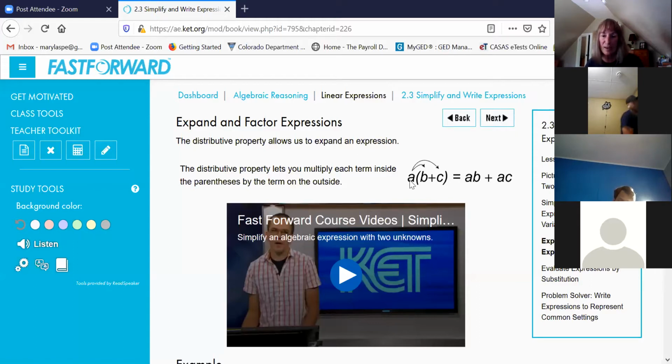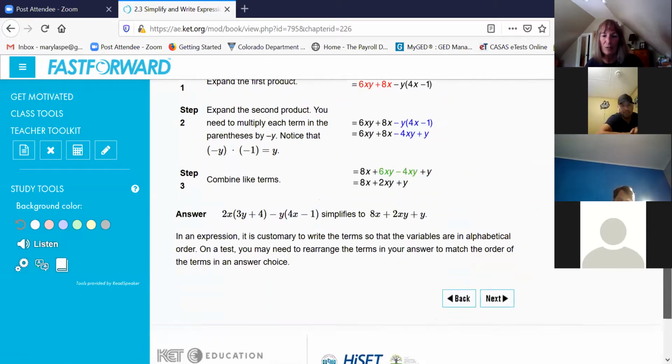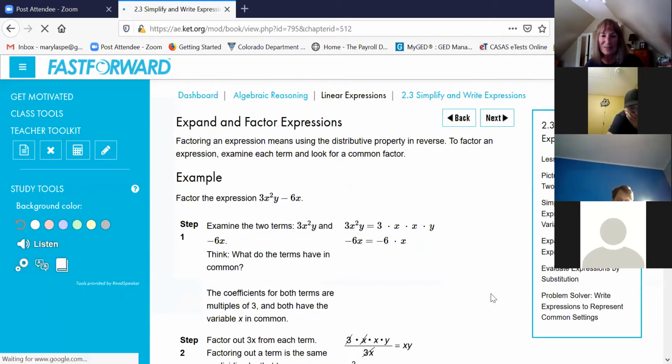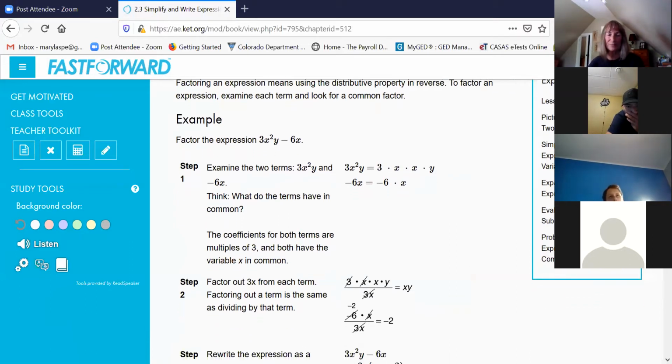Okay, so this looks like we're going to do some distributive property. A times B plus A times C. There's a video to go with it that will help you better than my videos. Expand and factor. So let's look at this. This is what I was trying to do with that last problem number 27, which is going to drive me crazy till I solve it.